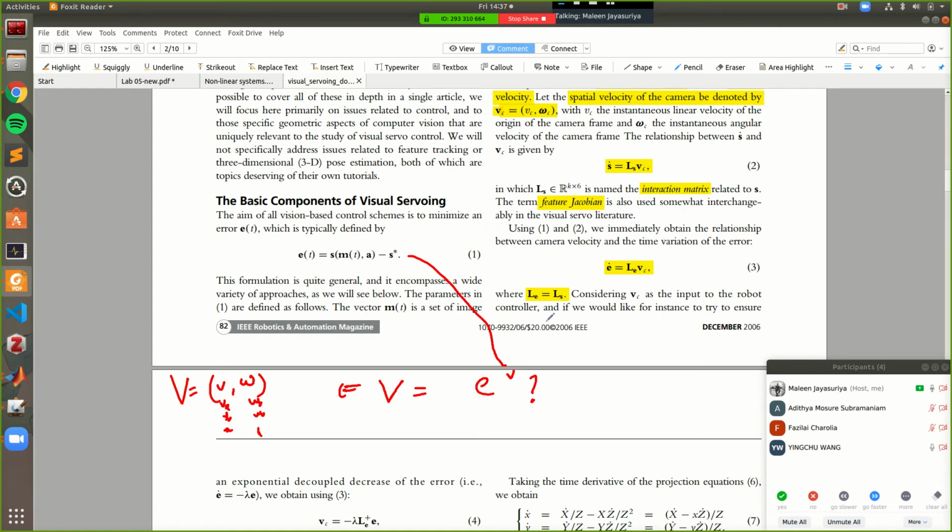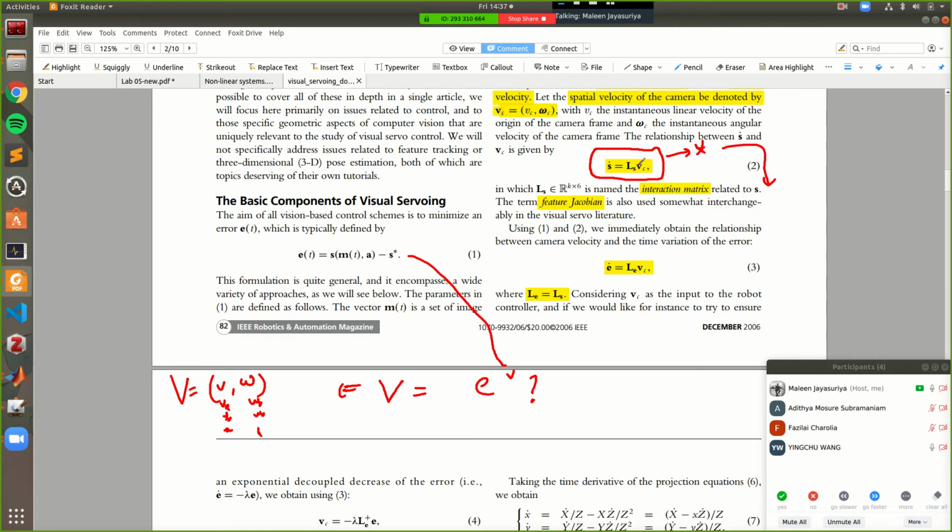Okay, so far we have a relationship between the change of the error and the velocity. And how did we do that? We first took this equation, which is the relationship between the velocity and the change in the features, which is something that we can derive, which we will derive later in the second part of this. But this is something we can get.